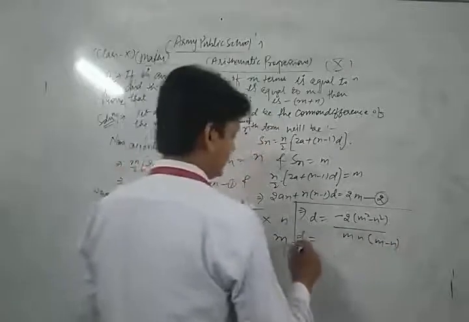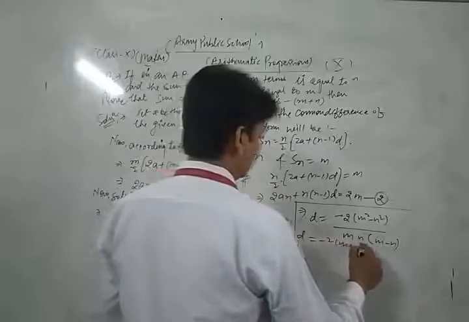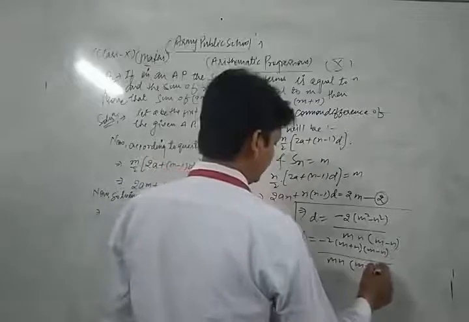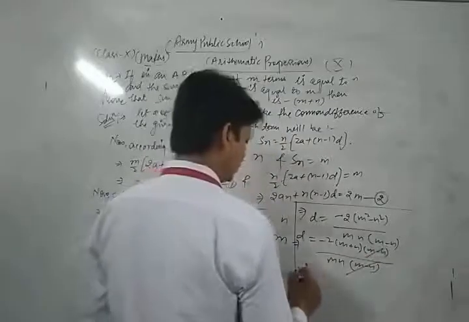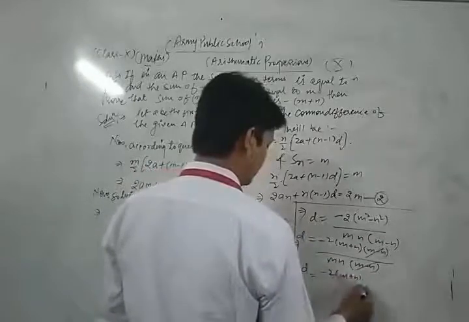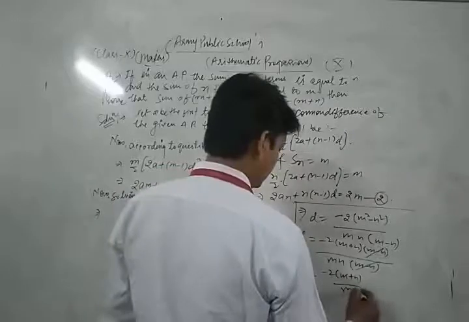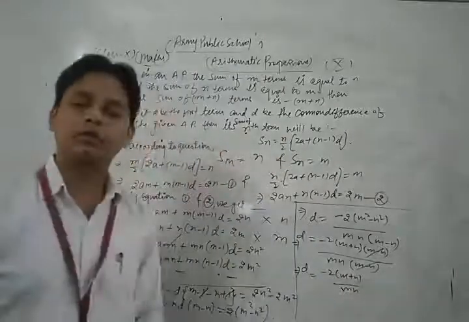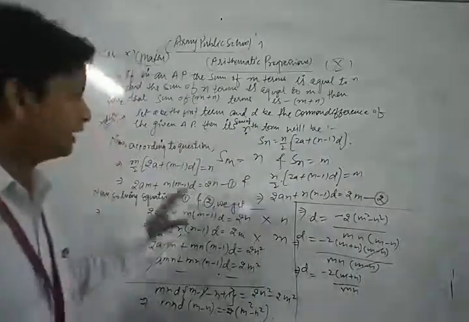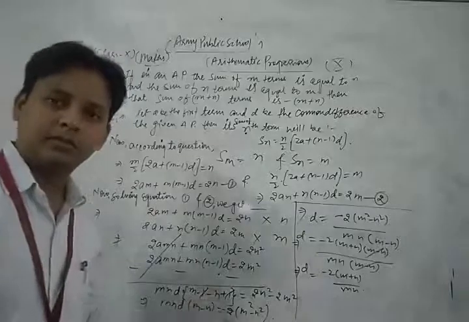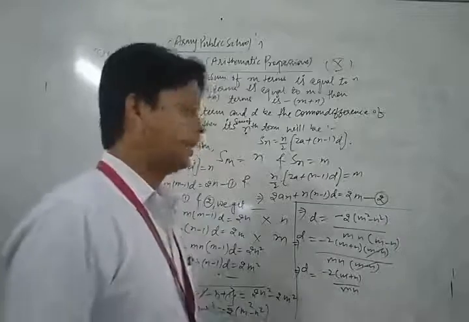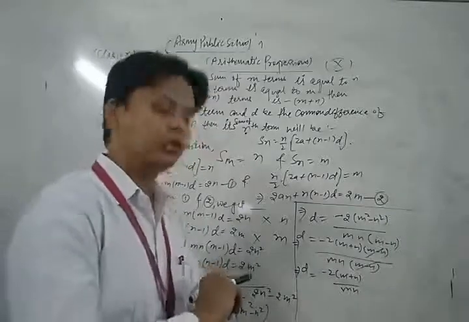Now we write d is equal to minus 2(m plus n)(m minus n) upon mn(m minus n). M minus n cancel together, so d is equal to minus 2(m plus n) upon mn. So this is the value of the common difference d. After simplifying that equation, we get the value of d as minus 2(m plus n) upon mn.